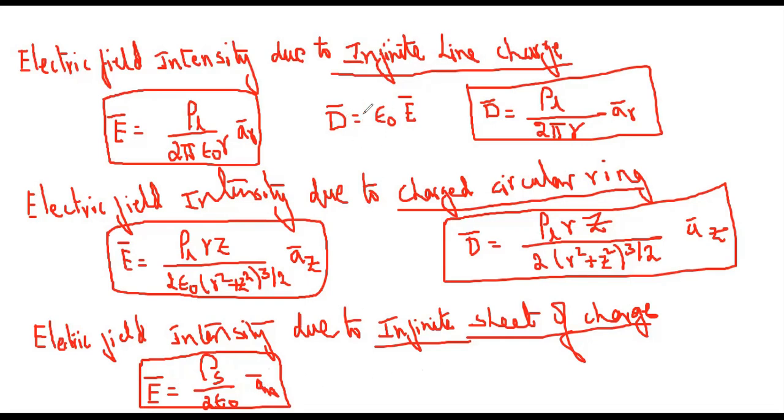Using this relation, D bar is equal to epsilon naught into E bar. The electric flux density due to the infinite sheet of charge is D bar equal to rho S by 2 AN bar. Because it's a vector, you always have to show the direction also, including the magnitude. Got it, my students? So the electric field intensity due to the infinite line, the charged circular ring, and the infinite sheet of charge, these are all we derived in the previous classes of the third unit, electrostatics.